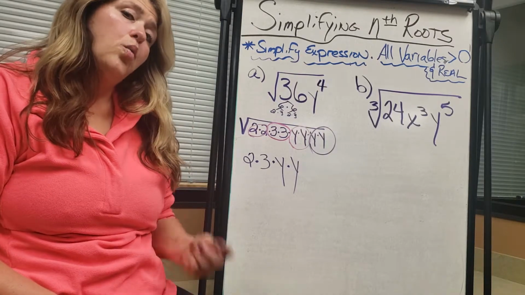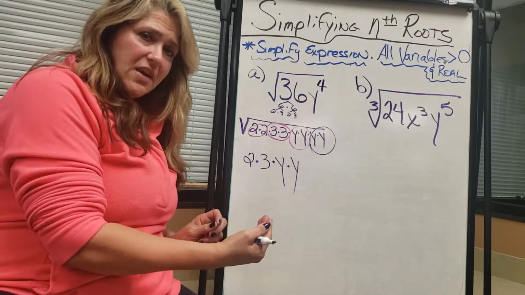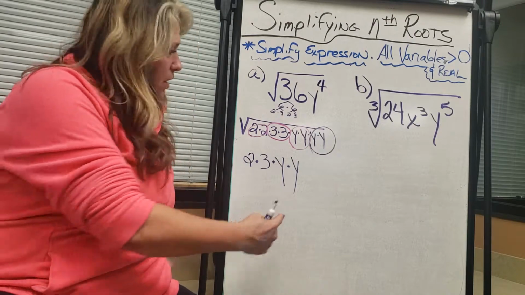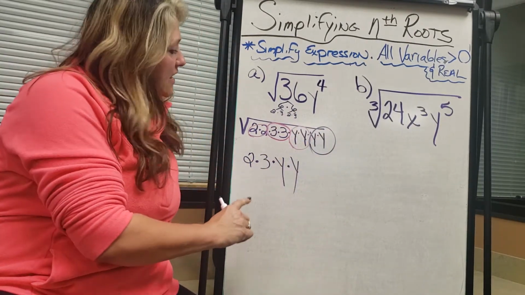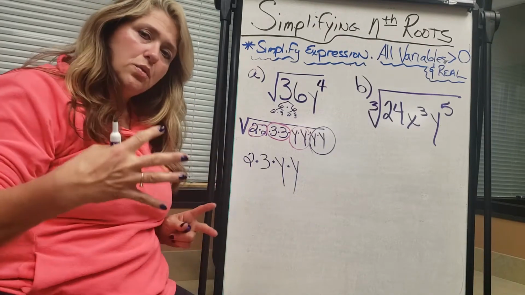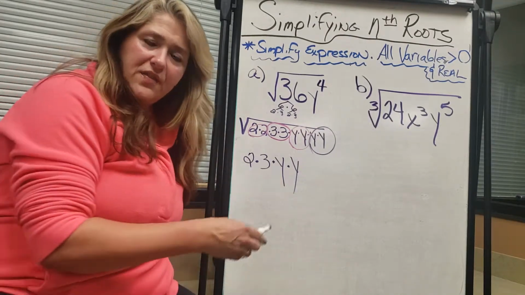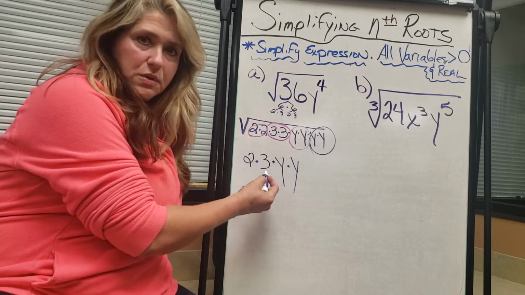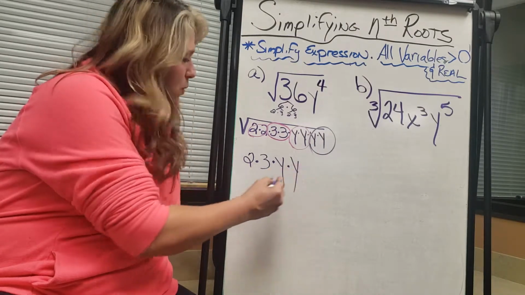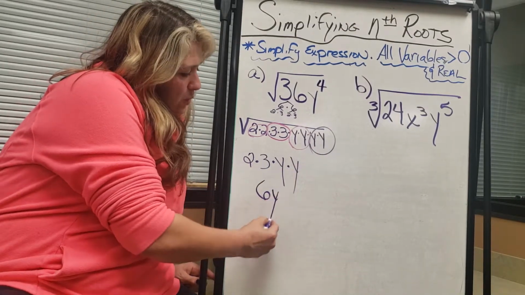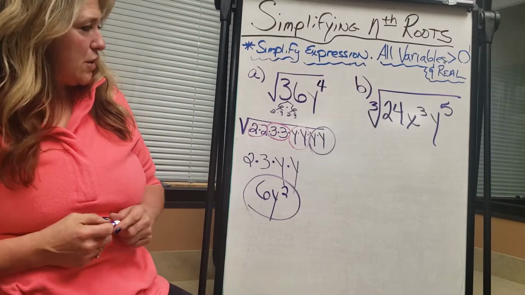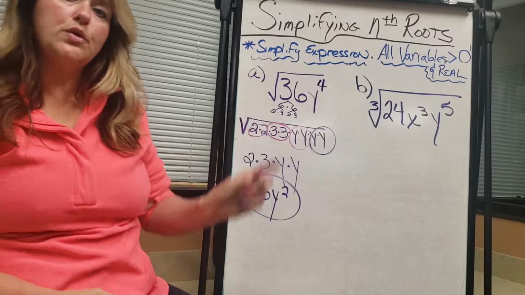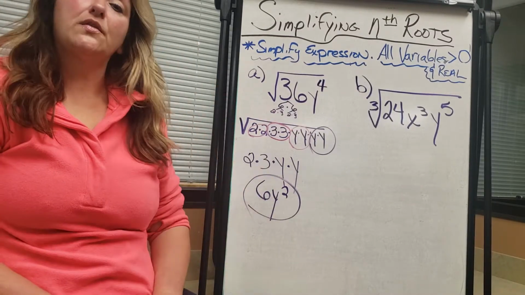So now, what is that when we put it back together? Once we pull all the factors out, there's nothing left, so nothing is left under the root. And so therefore, we're just going to combine by multiplying the factors that we got out. So 2 times 3 is 6, times y times y is 6y squared. So that is our simplified answer for the square root of 36y to the 4th.